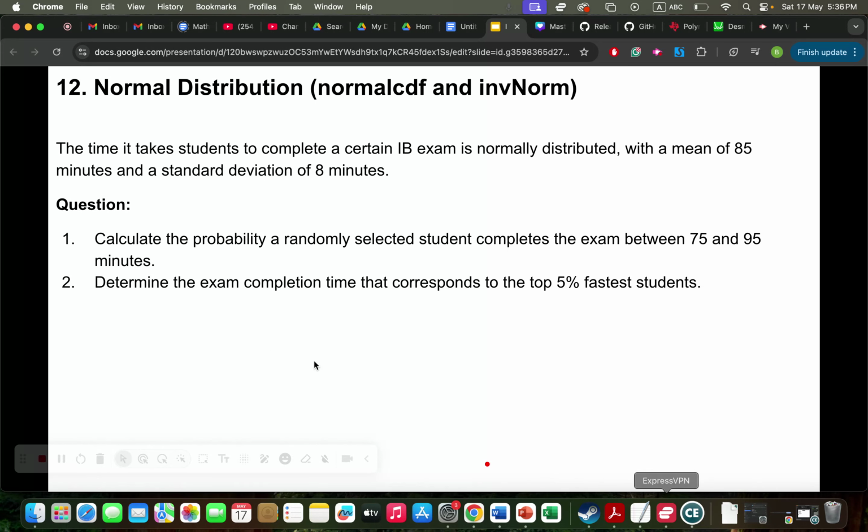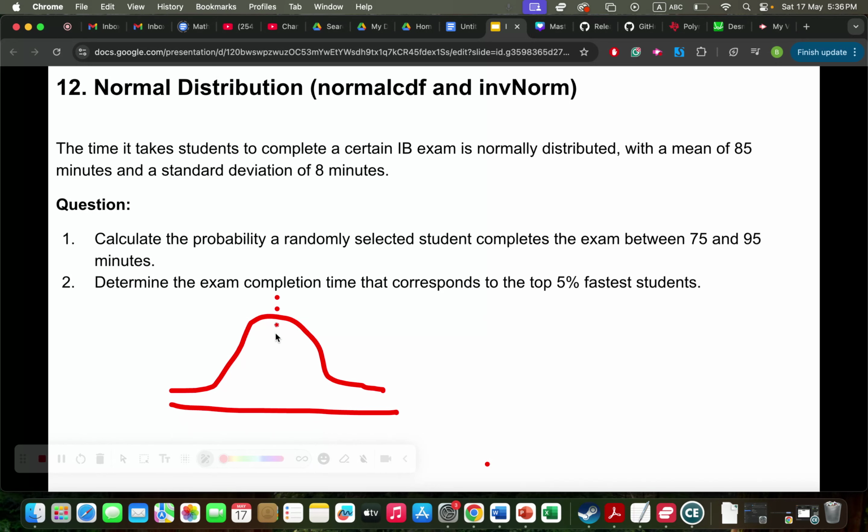Now, when it comes to normal distribution, I always recommend you draw a diagram. A diagram speaks 1,000 words. So when you have a normal distribution curve that looks something like this, you have the mean right through the middle. So I'll put the number 85 here. And the first part is basically asking if a student completes between 75, so 75 is going to be somewhere here, and I'm going to have 95, which is obviously going to be on the other side as well.